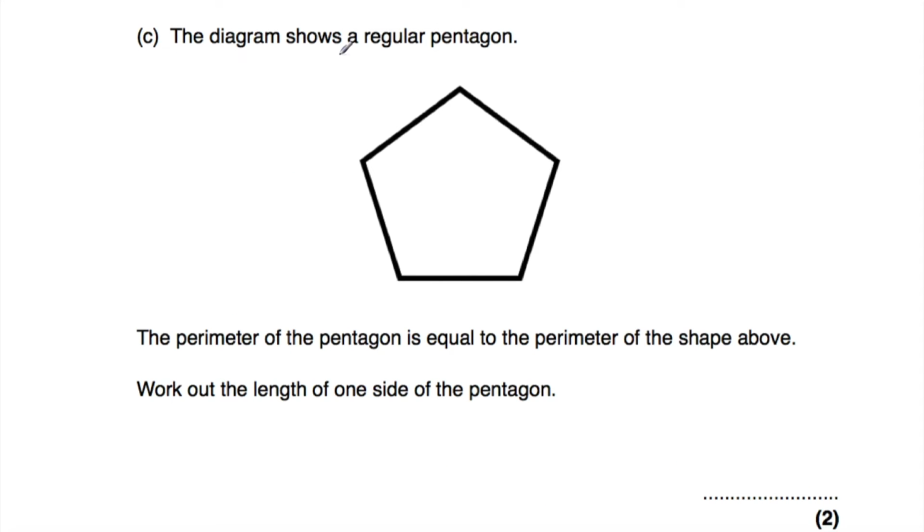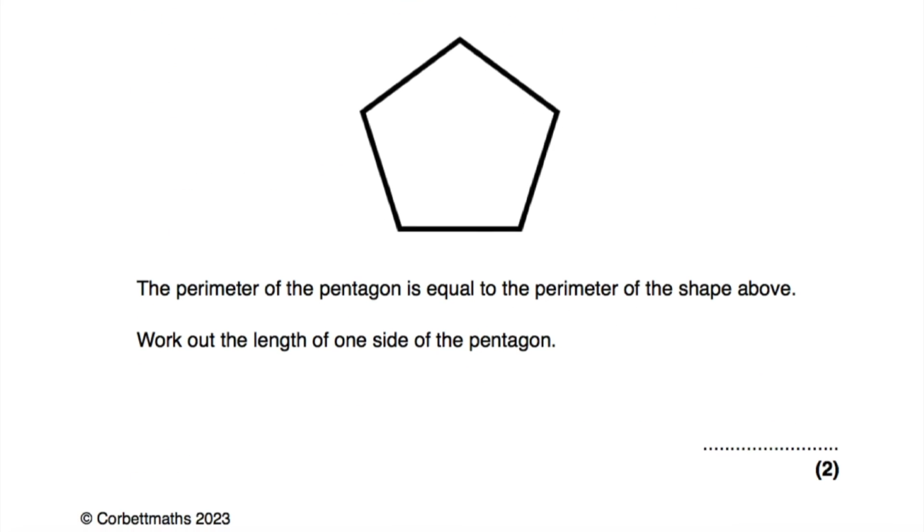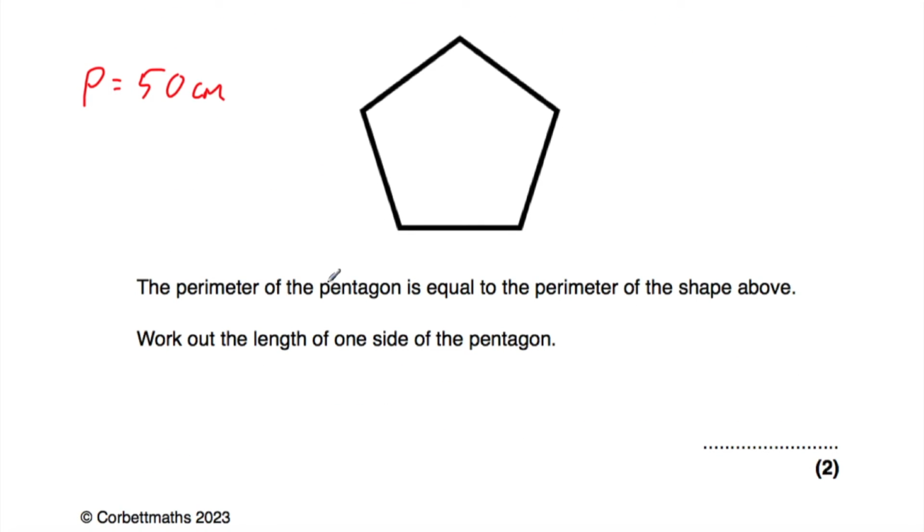So part C says the diagram shows a regular pentagon. So we've got this regular pentagon, a regular 5-sided shape, and it's regular, so that means that all the sides are the same length. And we're told the perimeter of the pentagon is equal to the perimeter of the shape above. So the shape above had a perimeter of 50 centimeters. So that means the perimeter of this is equal to 50 centimeters. And we've been asked to work out the length of one side of the pentagon.